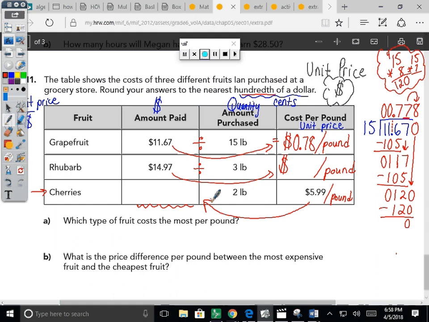If this is how much it costs for one little tiny pound, and I want to buy more pounds, the bar is growing, isn't it? My units, I have more of them. You're going to multiply. So let's think. Well, 2 times $5.99 I could do. I could stack it up and try my decimal work, but I noticed something.